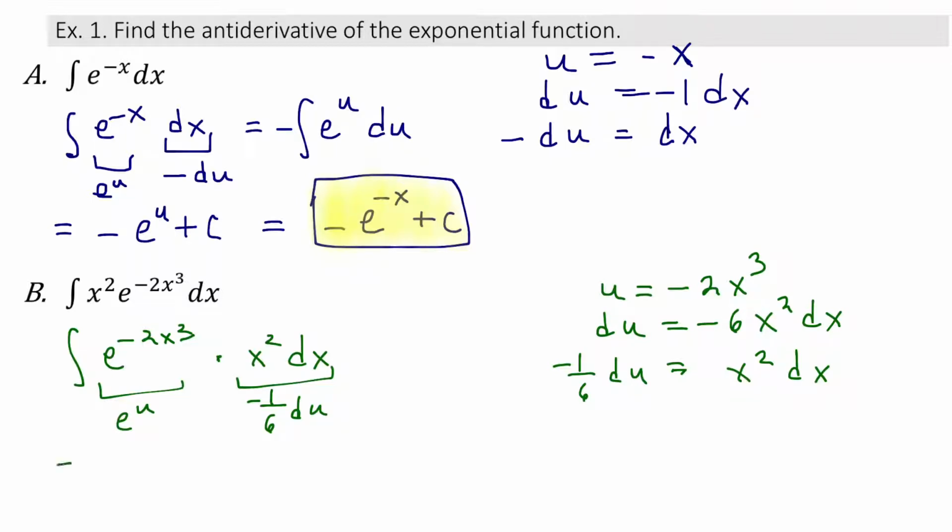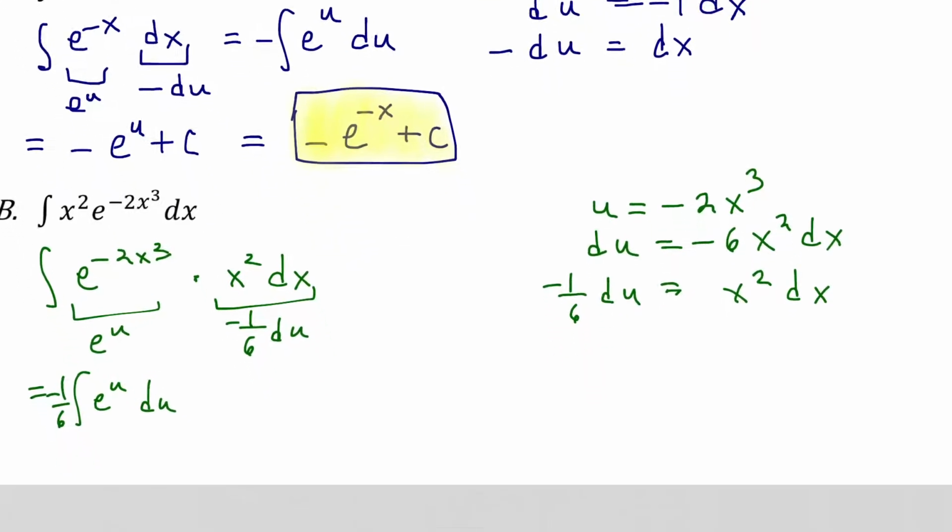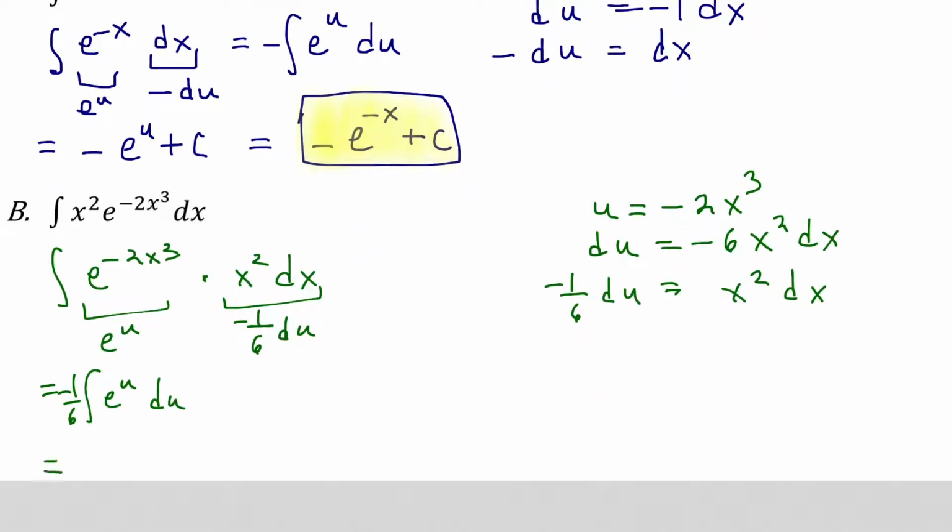So what I do have is the integral of negative 1/6 e to the u du, which according to our rule is negative 1/6 e to the u plus c. Now I go ahead and put u back in, get it in terms of x. I've got e to the negative 2x cubed plus c.